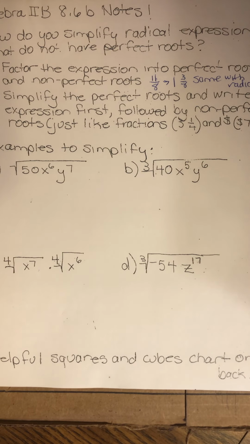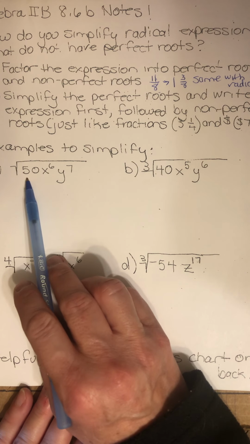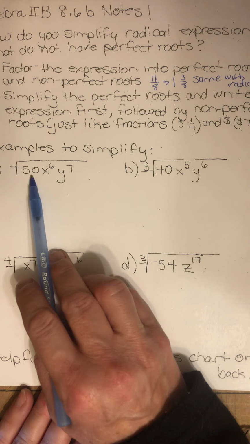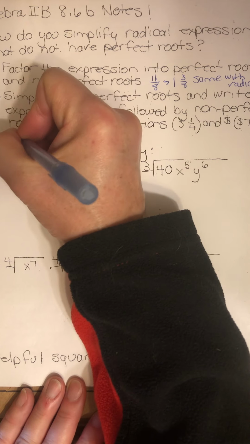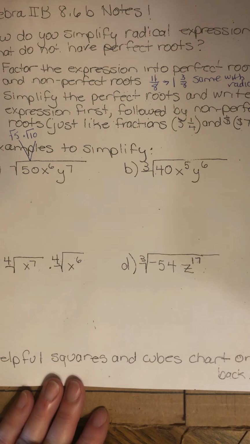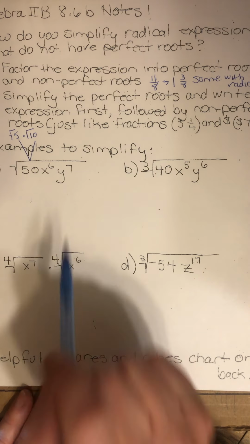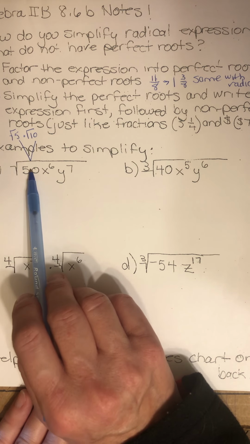So here are some examples to simplify. And on your paper, on the back, there's a squares and cube chart to help you. So let's take a look. Notice the square root of 50 is not perfect, okay? So we are going to find factors of 50 where we might have a perfect square root. So notice, I do know that 50 is 5 times 10, but I cannot take the square root of those perfectly, so I'm not going to use those factors. I'm looking for one factor of 50 where the square root is perfect. That would be 25 times 2.